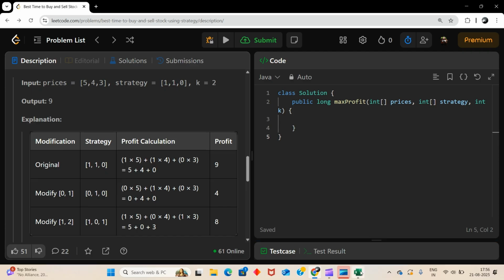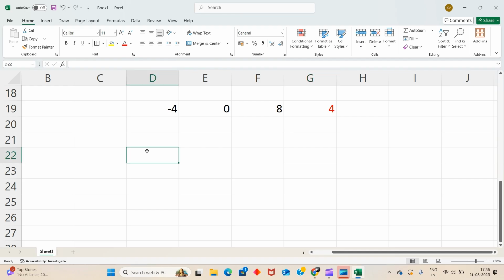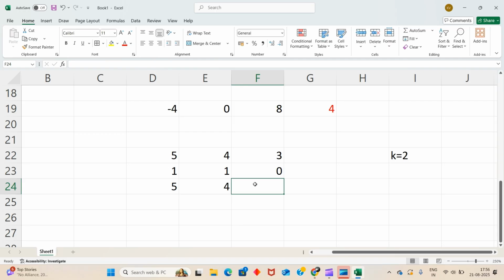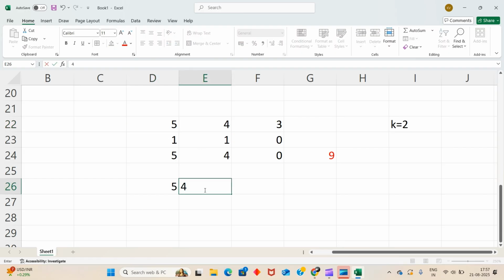5, 4, 3, 1, 1, 0 and k is 2 again. Okay, initial is what? Initial is 5, 4 and 0, which is 9. Profit is 9. Okay, now next, if I consider these two, okay, 5, 4, 3.